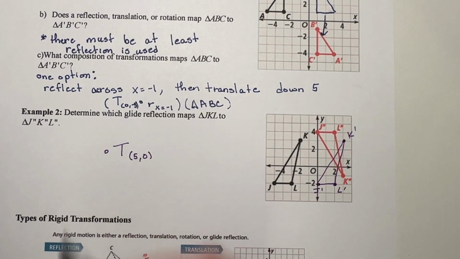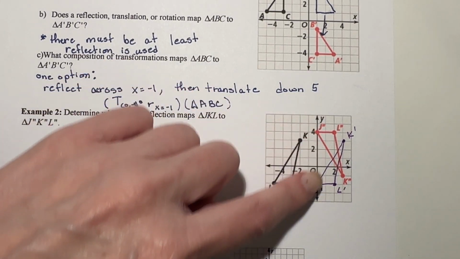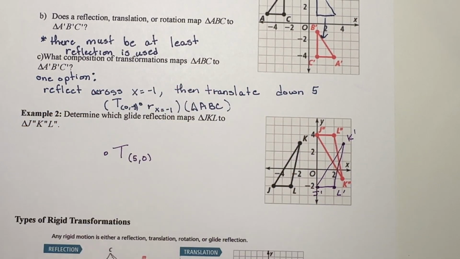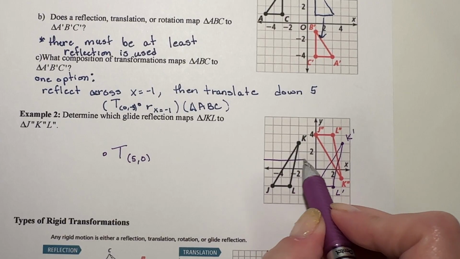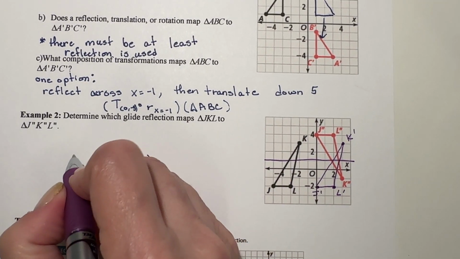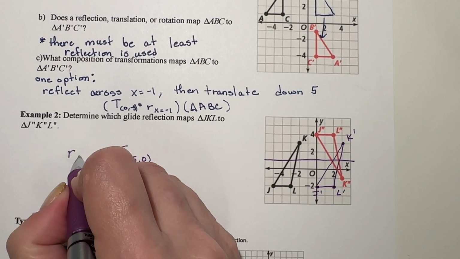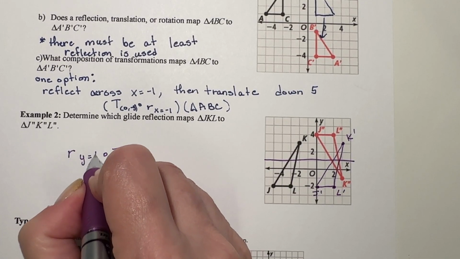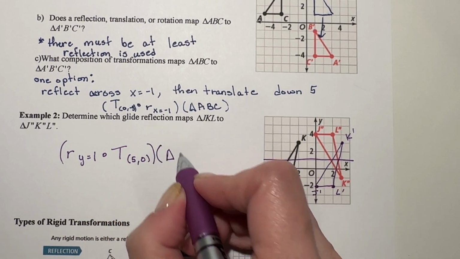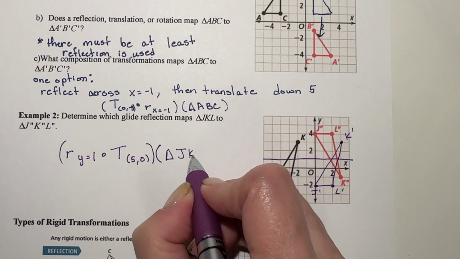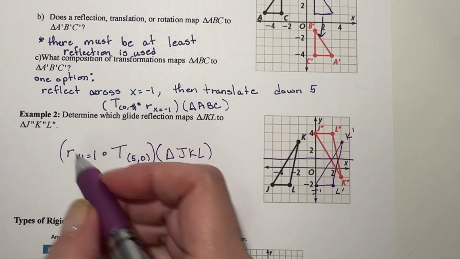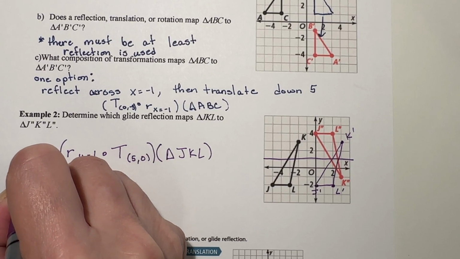Okay? And then you would reflect, and if you look at the reflection, the point that is halfway between these 2 points, where it's going to end up, is going to be the line that is going straight across here. And that is y equals +1. So reflection, y equals 1. And I'm going to put parentheses around that, and then I'm going to write the letters for my original triangle of J, K, L. Now, when I did it, I did just the reverse. So that's one option.